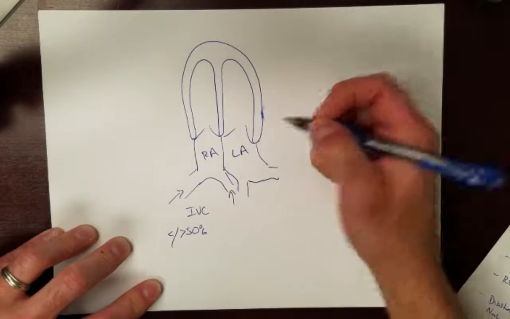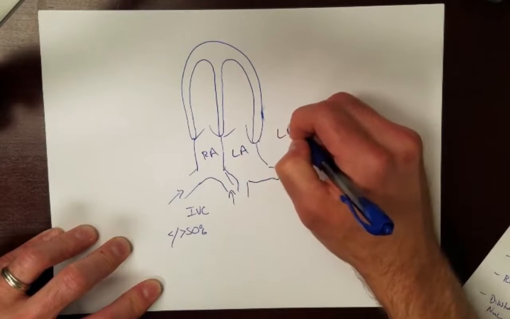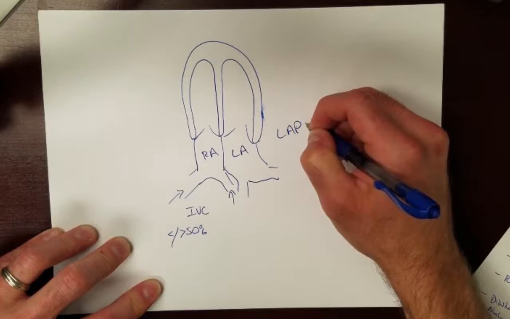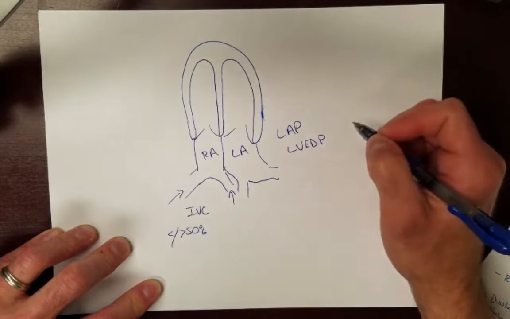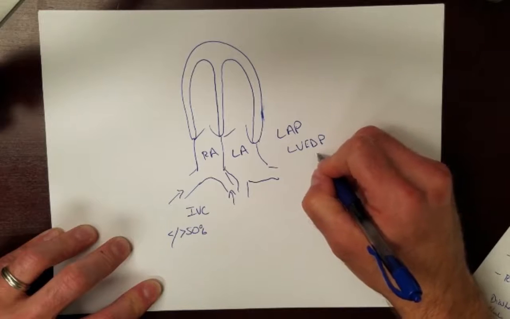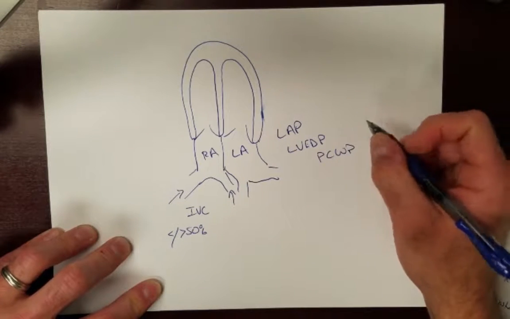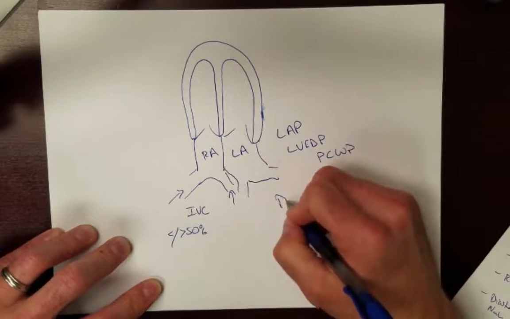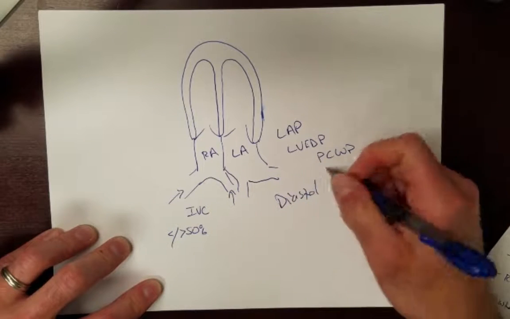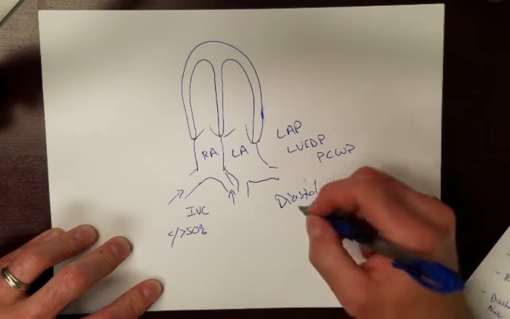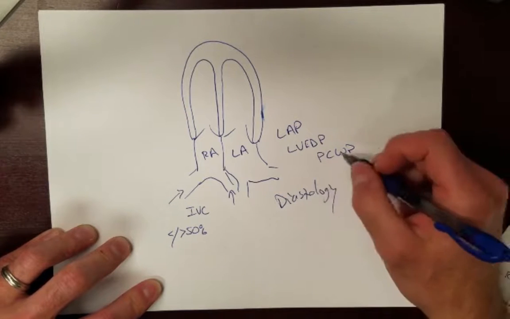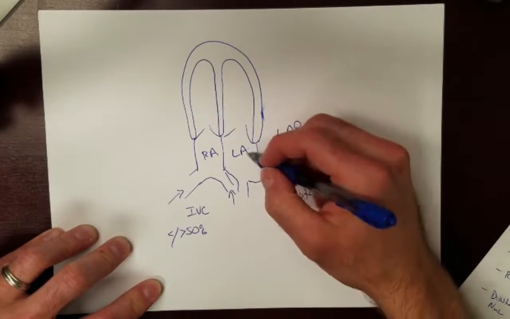So the preload to the left atrium, which is sort of your left atrial pressure, right? Which is also your left ventricular end-diastolic pressure, which has also been measured as your pulmonary capillary wedge pressure. Anybody getting any hints here? What we're really talking about is the diastolic function of the left side of the heart, because diastology can give us an assessment of the preload to the left side of the heart.